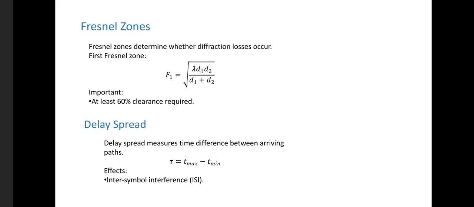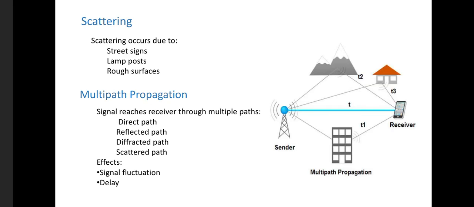So tau is T max minus T min, where T max is the maximum duration a wave takes to reach the receiver from the transmitter, and T min is the minimum time duration the same wave takes to reach the receiver from the transmitter, maybe without obstacles and with obstacles. The effect can be intersymbol interference. Another thing is scattering. The waves may get scattered due to different environments like street signs, lamp posts, rough surfaces, and multipath propagation.